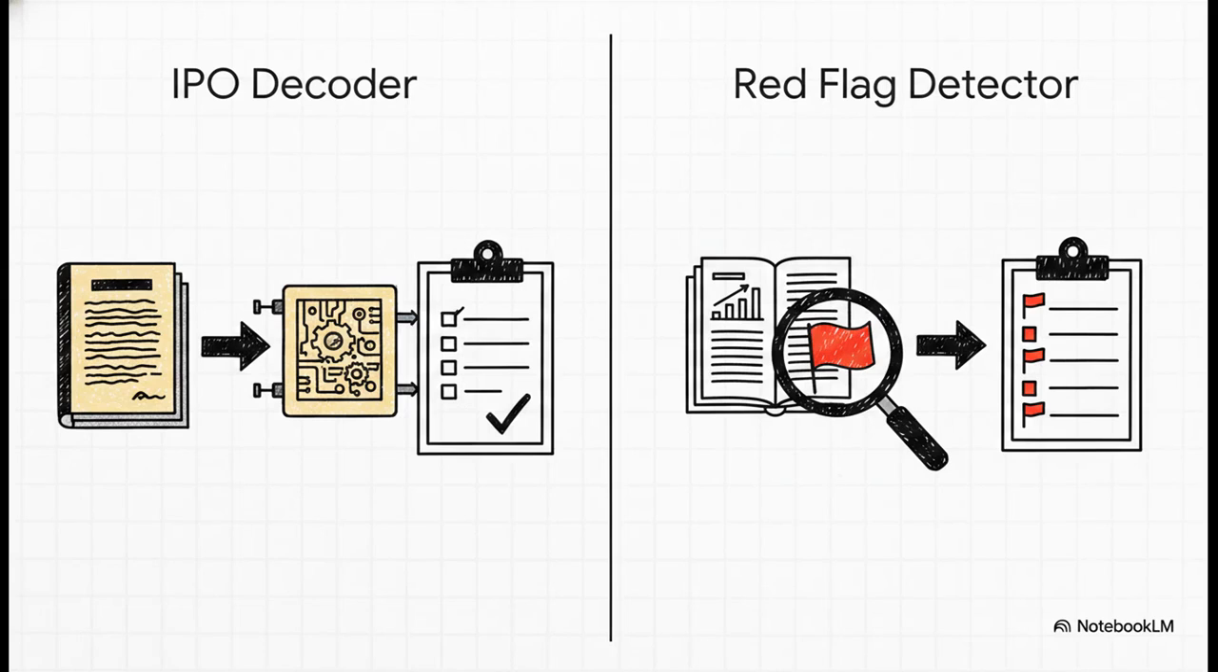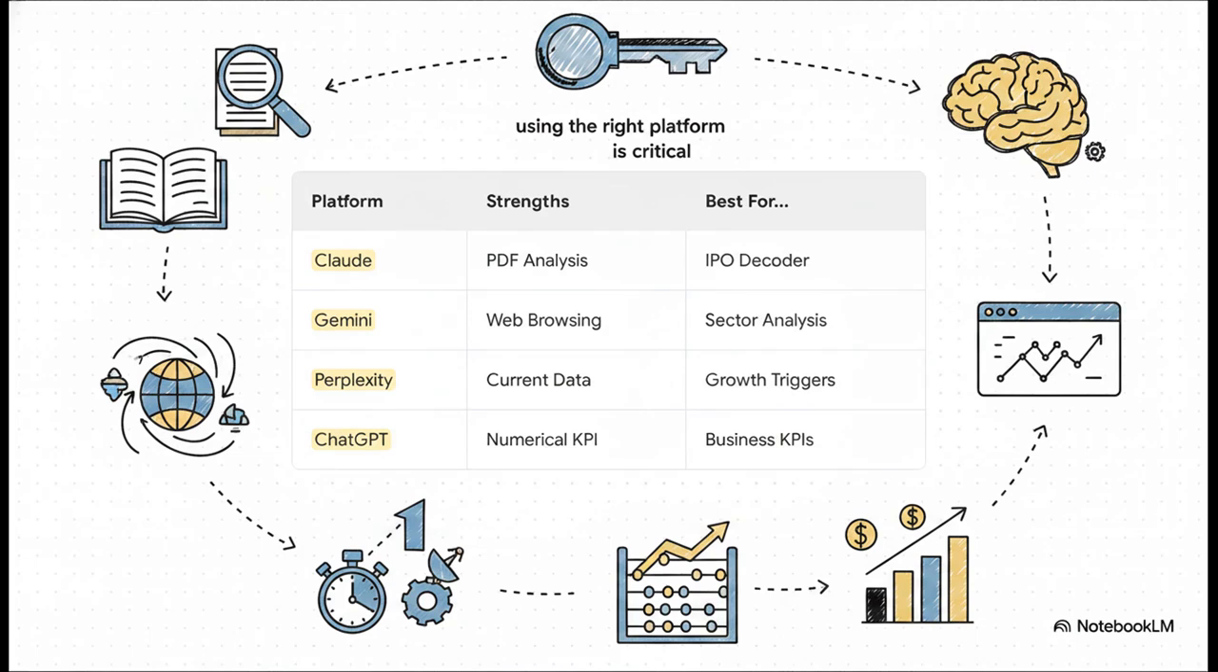And there are 2 brand new additions that are all about document forensics. The IPO decoder takes a prospectus, slices right through all the marketing fluff, and gives you a structured, no-nonsense verdict. And the red flag detector, well, it's designed to be adversarial. It scans an annual report specifically looking for things to score on a red flag scorecard. These are seriously powerful.